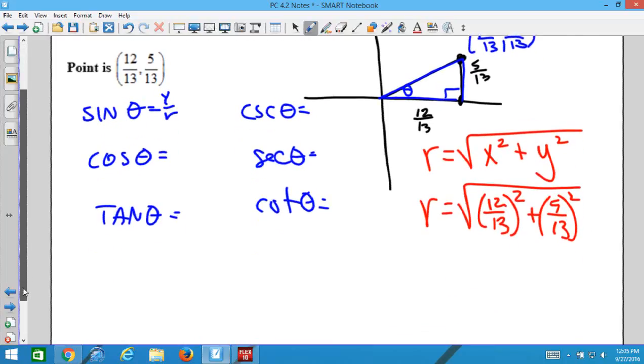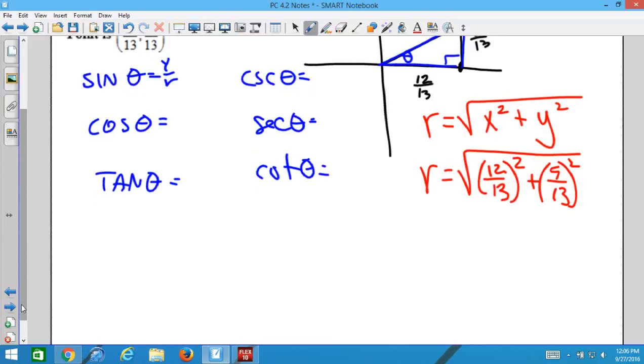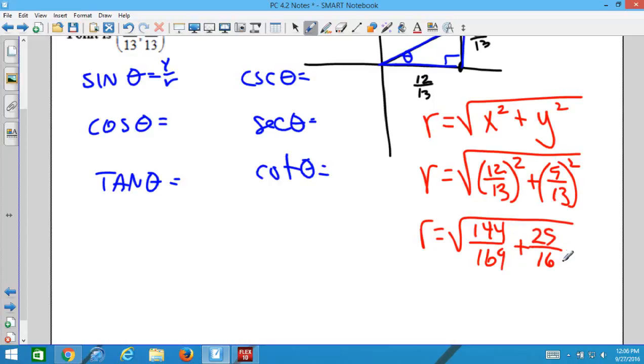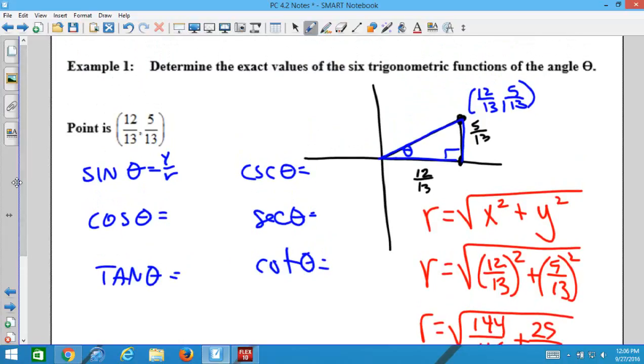So when you square a fraction, you can just square the top number and the bottom number separately. So 12 over 13 squared is 144 over 169 plus 25 over 169. They have the common denominator, so it's the square root of 169 over 169, which is 1. Okay, so this is on the unit circle. That's all right. We know that the radius is 1.